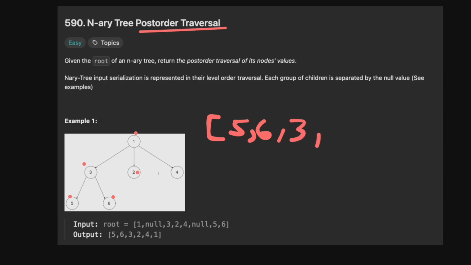Now we can process this 3. And now we need to process the 2 and the 4. The 2 doesn't have any children, so we can just add it to our result. The 4 doesn't have any children, so we just add it to the result. And then the 1, we just add it to our result. And that would be kind of our final solution here.